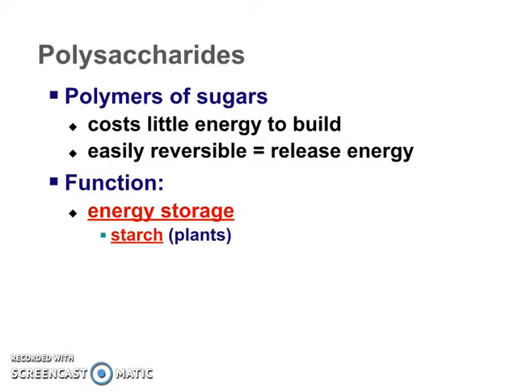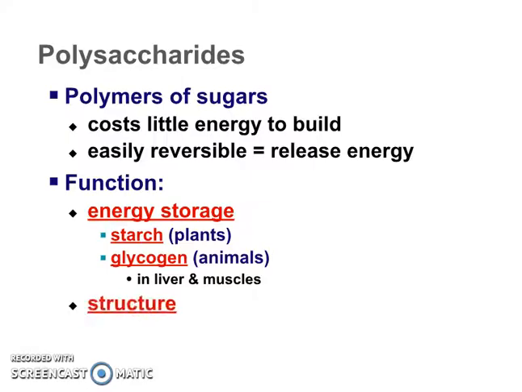So again, energy storage in plants, they do that with starch. In animals, we use something called glycogen. And glycogen gets stored in your liver and in your muscles. So your muscles use a lot of energy and generally like to be able to access it quickly. And so you do store some glycogen there.